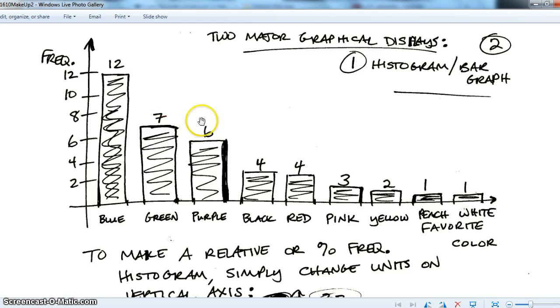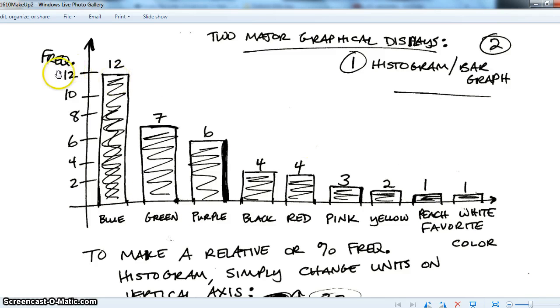Notice that I've done them from the most frequent to the least frequent. That's a common convention for these histograms or bar graphs with categorical data. It gives you a nice way to read off what's the most frequent to the least frequent.